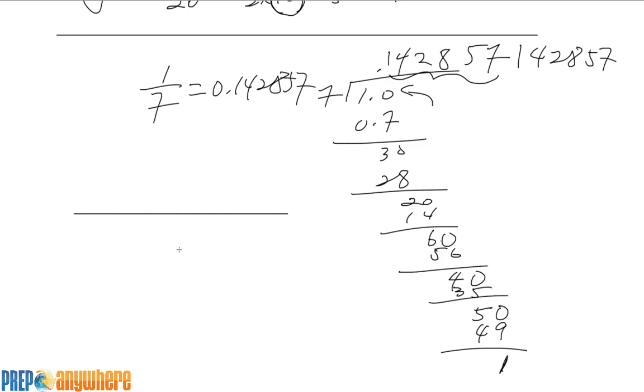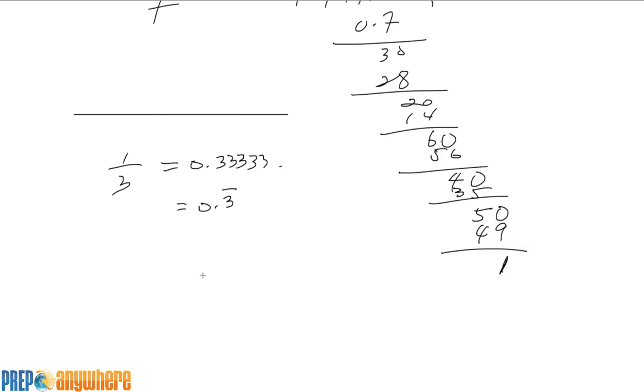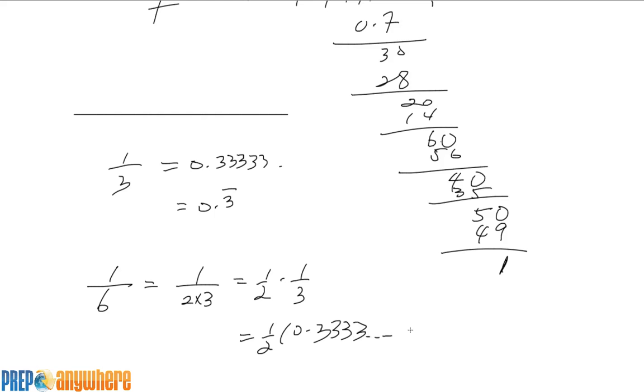For ones, okay, so 1 over 3. If you follow the same procedure, you get 0.33333. So you write that as 0.3 bar. So what happens if I have 1 over 6, which is 2 times 3, which is half of 1 over 3? Then that's going to be literally half of the decimal 0.3333.